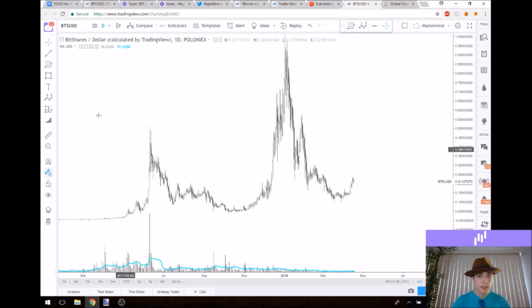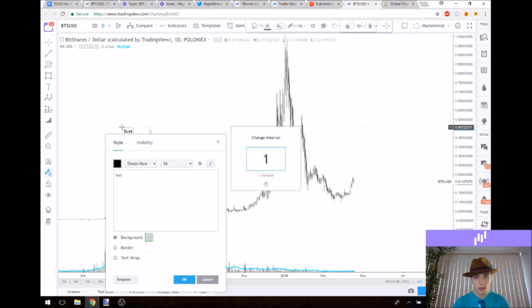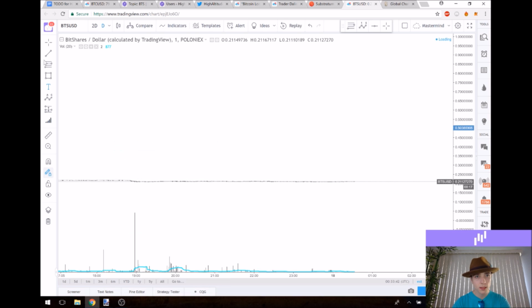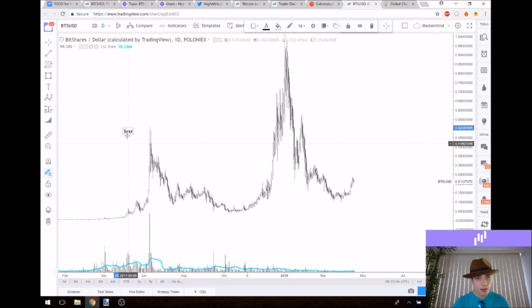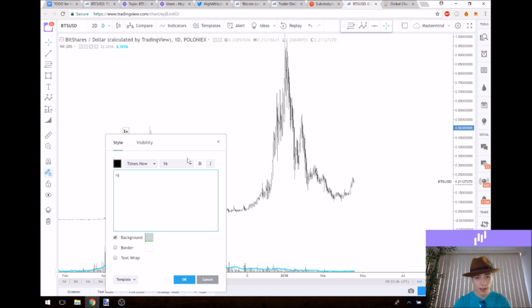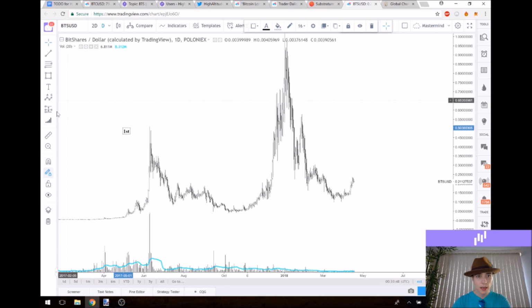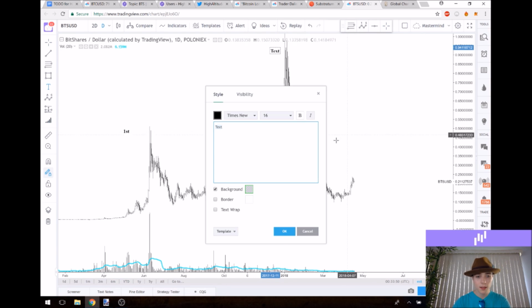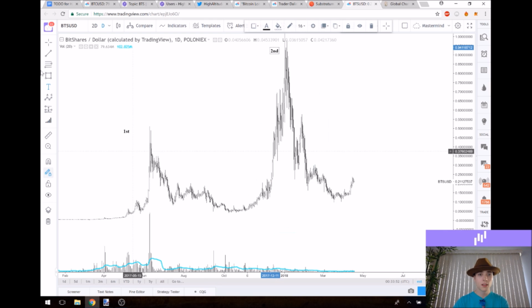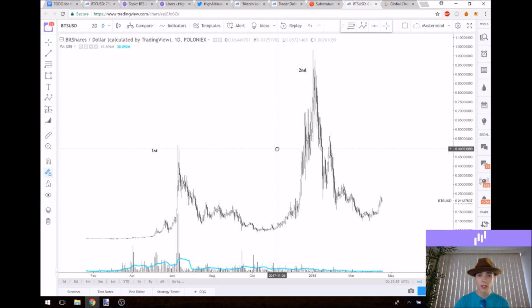Here's our first market cycle. Oops, that was a complete fail. And there we go. Okay, first, and then we click right here and we do our second market cycle. Here's our first and our second market cycle for BitShares.